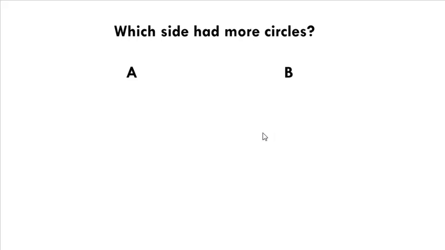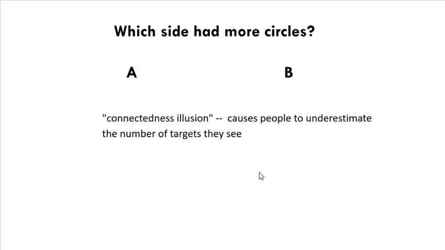All right, so column A, column B, just keep to yourself which you think, and we'll come back to it in a moment. But there's this aspect of this connectedness illusion that causes people to misscale, but usually underestimate the number of targets that they see. So you saw in column A a bunch of circles that were disconnected, and you saw in column B a couple circles that were connected. And we'll come back, and I'll give you time to actually count it to prove the math later.